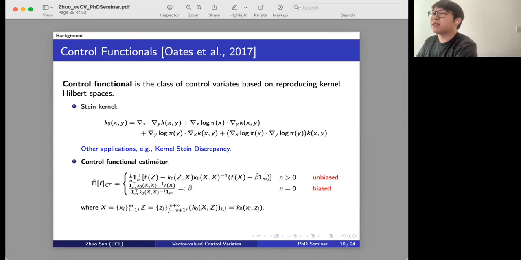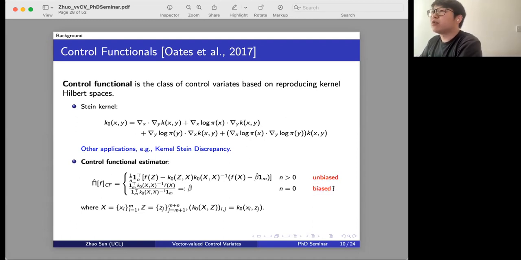The control functional estimator often takes two forms. The first form is an unbiased estimator, while the second form is a biased estimator. The reason we have two versions of control functional estimators is because suppose we have a collection of samples and we want to split them into X and Z. We optimize the control variate, that means we are training our control variates and selecting the optimal control variates using X, while we construct the unbiased estimator on the other set. So we can only get this unbiased estimator when we split the data in two parts.